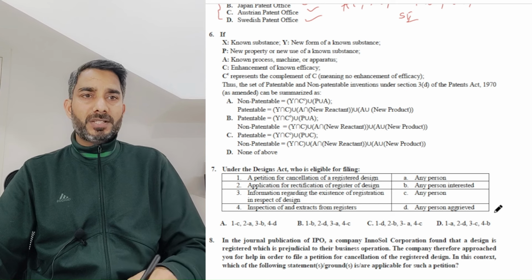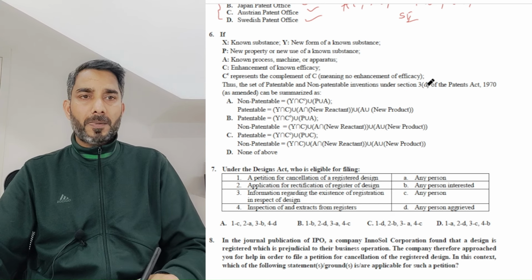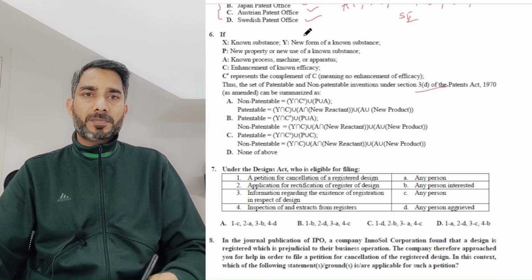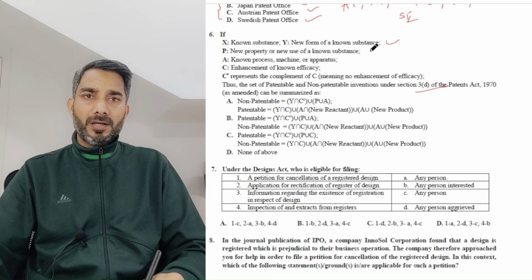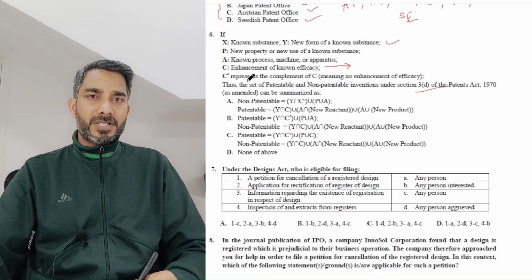Known substance, section 3D basically. Section 3D, known substance, new form of a known substance. New property or new use of a known substance, second paragraph. Known process, machine or apparatus. New property, new use, known substance for known process, machinery or apparatus. Enhancement of efficacy, this is a very important part for patentability. Represents the complement of C, mathematics. Thus the set of patentable and non-patentable inventions under section 3D of the Patents Act.